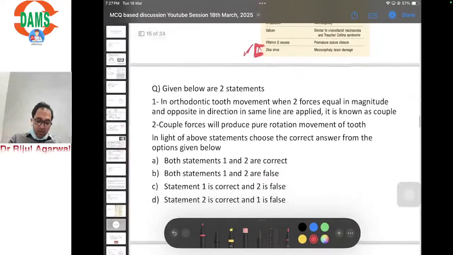Next question. So given below are two statements. So what are the statements? First statement says that in orthodontic tooth movement, when two forces equal in magnitude and opposite in direction, not on the same line, are applied, it is known as couple. Second statement, couple forces will produce pure rotation movement of tooth. So in light of the above statements, choose the correct answer from the options given below. A very big question, I think approximately 30 seconds it will take for you to go through it, but after going through this question you will realize it's just a simple question asking you about the definition of couple and which one is correct or false. No assertion reasoning, just a simple true and false type of question.